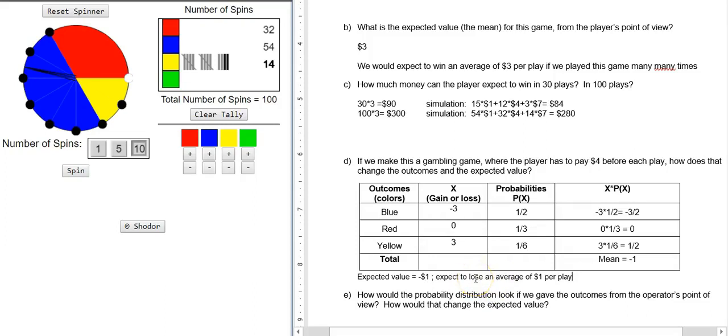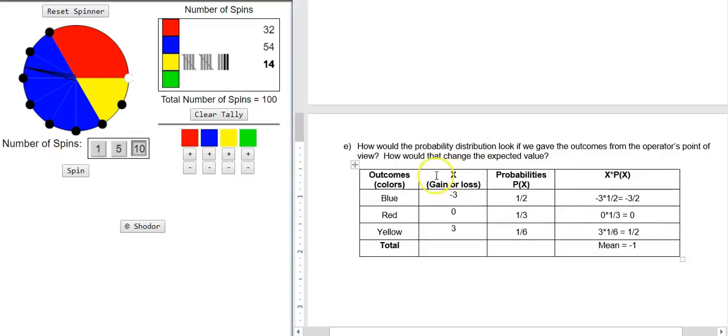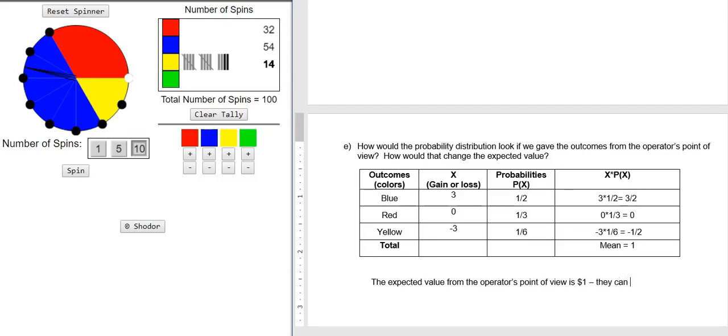This time, if I played this game 30 times in a row, I'd expect to lose about $30. If I played it 100 times in a row, I'd expect to lose about $100. If we look at this from the operator's point of view, that just means that our gains and losses are going to be switched around. The expected value from the operator's point of view is a +$1, which means that the operator can expect to make an average of $1 per play.